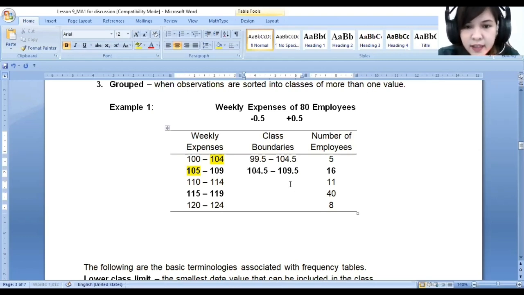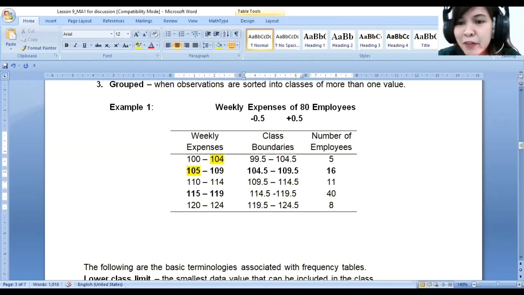Ayan. Then, next row, 109.5, 114.5, next row, 114.5, 119.5, and last row, 119.5 to 124.5. So, nasa dito yung gap. Nawala na yung gap dito.